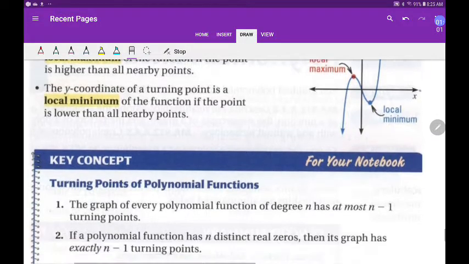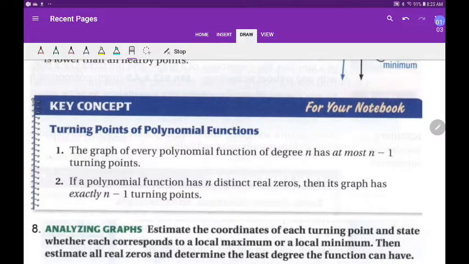So anyway, if a polynomial function has n distinct real zeros, no kisses, no. If it has n distinct real zeros, then its graph has exactly n minus 1 turning points.